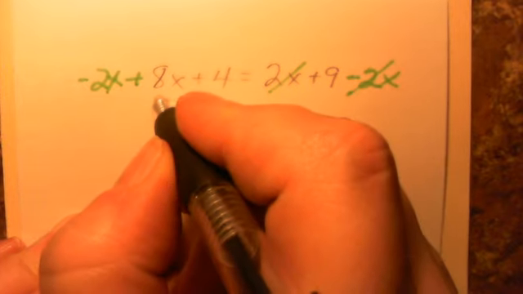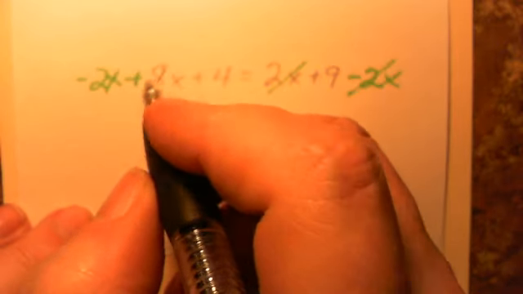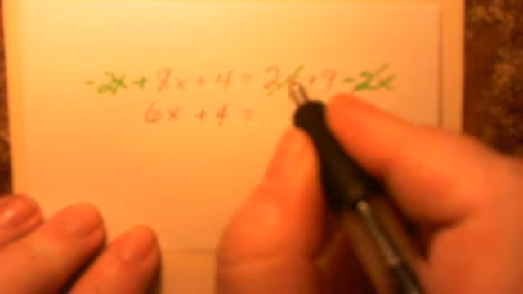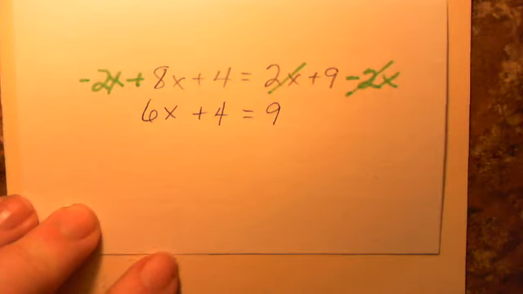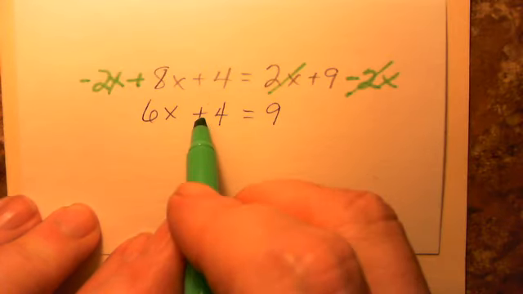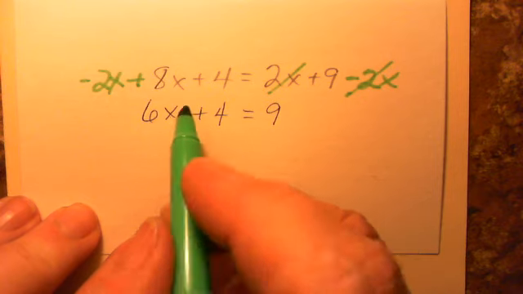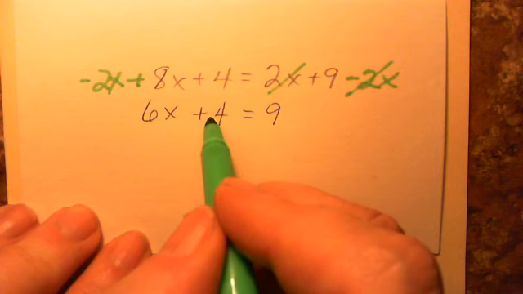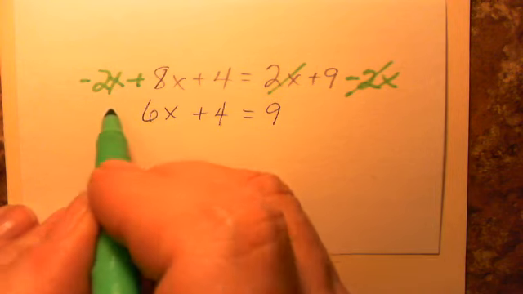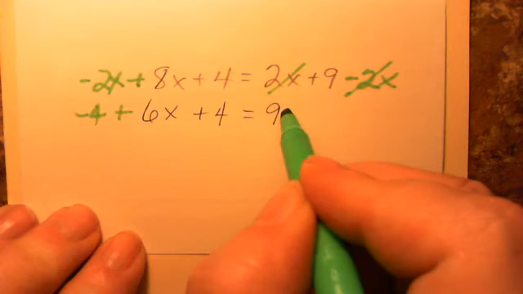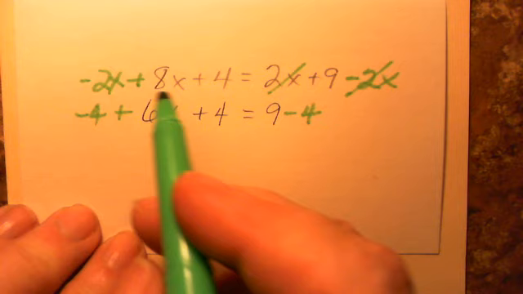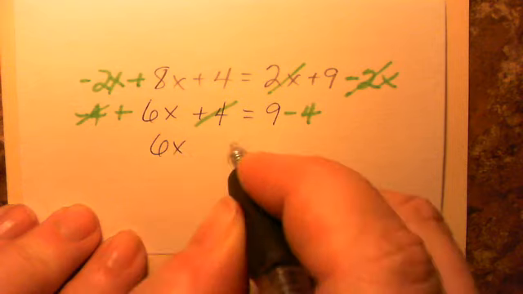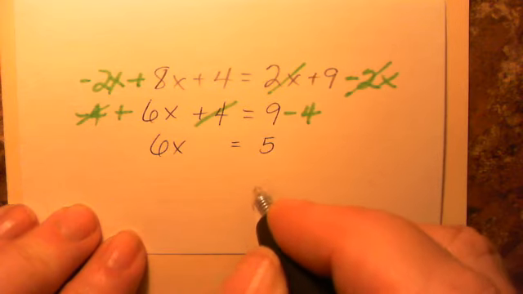And then we could, on this side, collect like terms. Negative 2x plus 8x is 6x. Bring down your plus 4. And here we have only the 9 left. At this point, we're interested in zeroing out the positive 4, so we could have 6x by itself. So that would take a minus 4, which is the same thing as plus negative 4. So over here this zeroes out, and we're left with 6x. And over here we have the number 5.